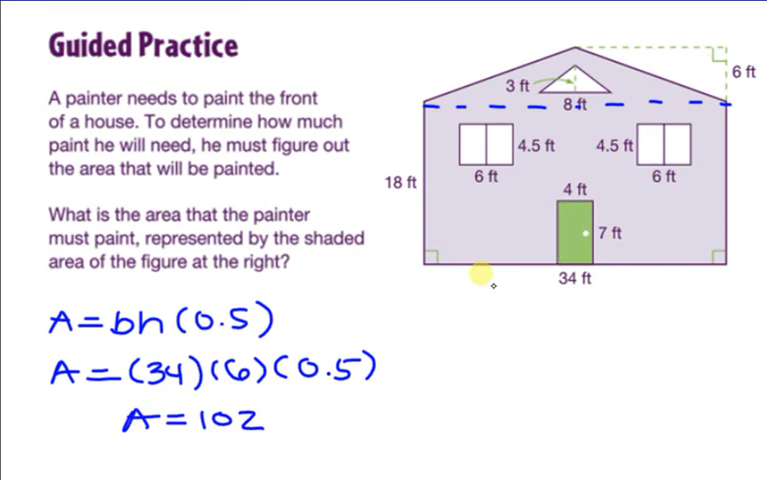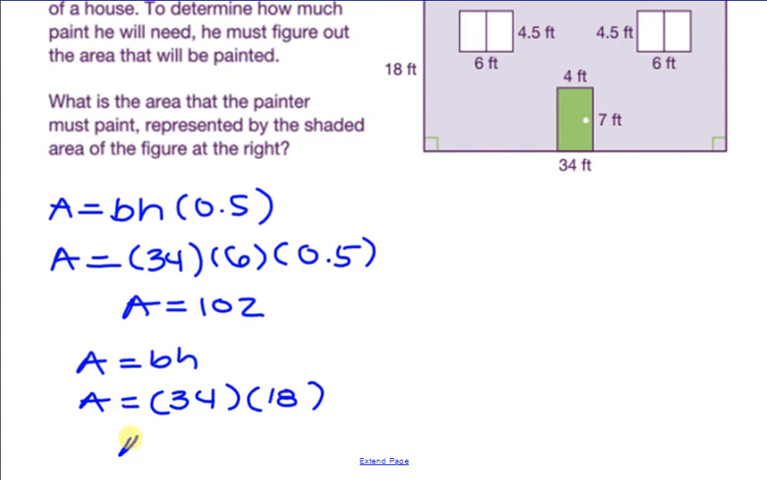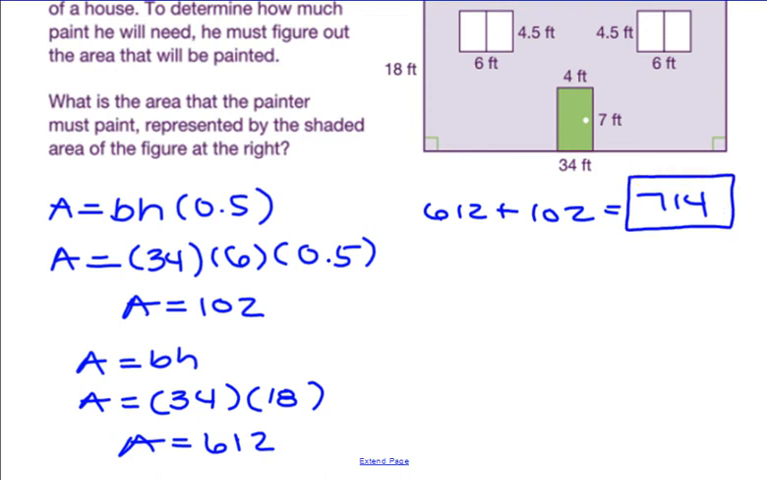Now, let's find the area of the rectangle here, and I'm going to do it right underneath this. So area equals base times height, and so the base is 34, and the height is 18. So 34 times 18 is going to give us an area of 612 square feet. Now, let's add these two together, okay? So 612 plus 102, and that's going to give us 714. So this right here is the area of the entire front of the house.